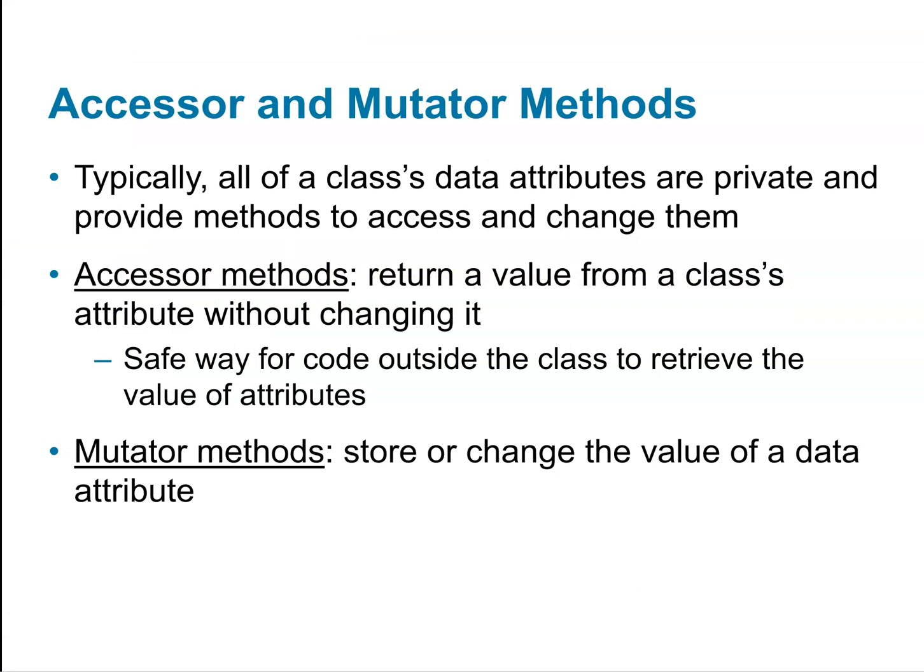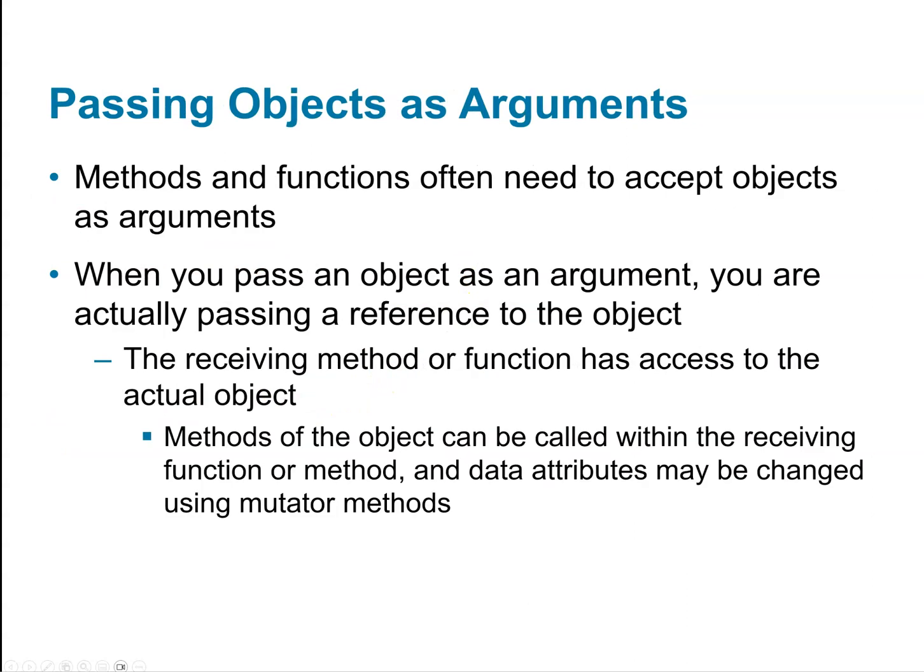Those are called accessor methods for the gets and mutator methods for the sets. Additionally, we can pass arguments as objects. When you pass an argument as an object, you are passing a reference to that object. Okay. The received method or function has access to the actual methods of the object as if it were its own object. So we're going to demo that in just a second.